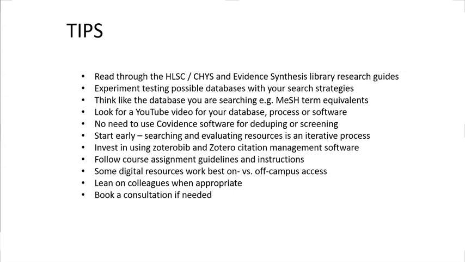You don't need to use Covidence software, but I'm glad to show you how it works for deduping and screening. I can't emphasize this more: start early. Searching and evaluating resources is an iterative process. You will go and try two or three things. You'll modify your research question as you move through, and change your databases and your screening criteria. Invest in using Zotero Bib and the Zotero citation management system. If you don't use those now, reach out, we can help.